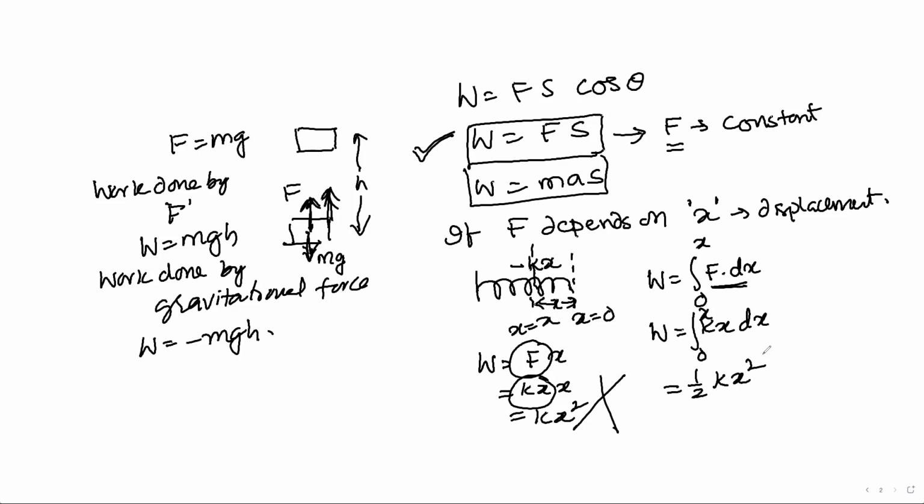Suppose you don't know integration. Then how to do this problem? Yes, here we have to take work done equal to average force into distance, because force is not constant. Now what is the average force here? If x equals 0, force is 0. If x equals x, the force is kx. So average force is nothing but kx plus 0 by 2, into displacement x. The same result I am getting, half kx square.